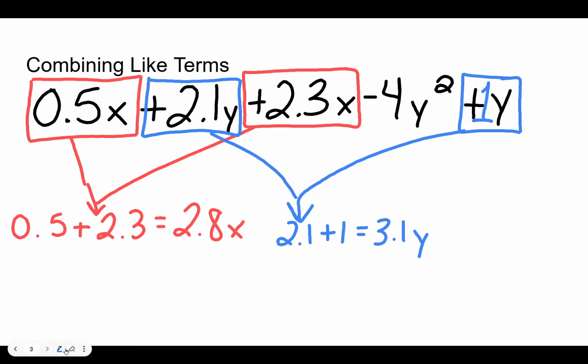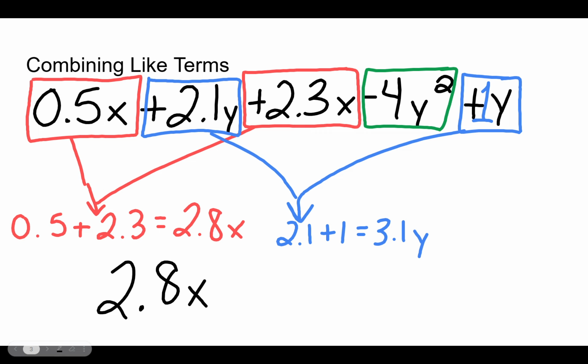And then I just have my last term. It does not have any like terms, but that's okay. We still love it just the same. So now I'm going to write out my final expression because I've simplified everything. So I have my new 2.8x, and I have a positive 3.1y, and I have a negative 4y squared.